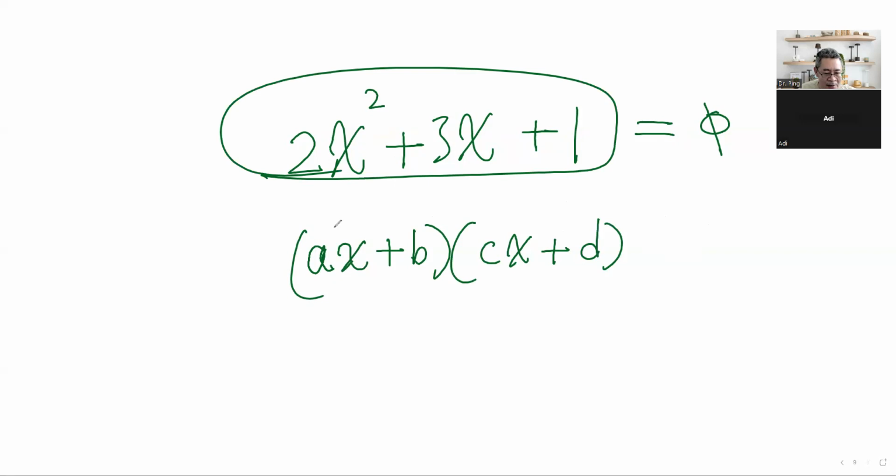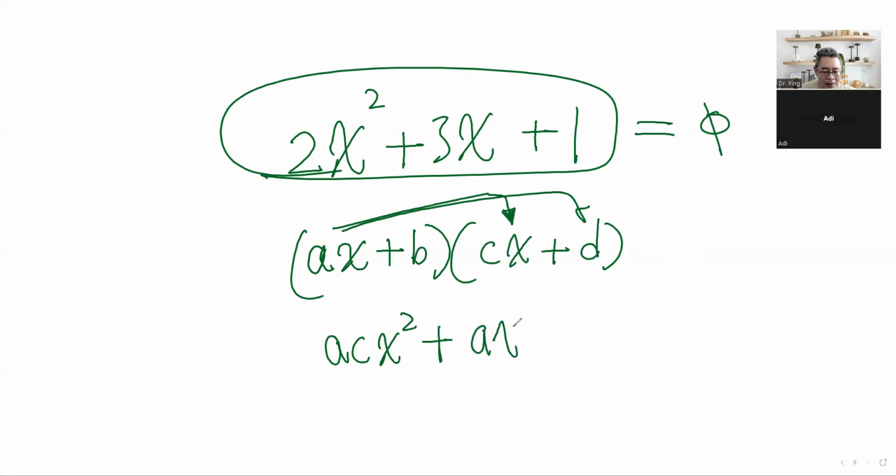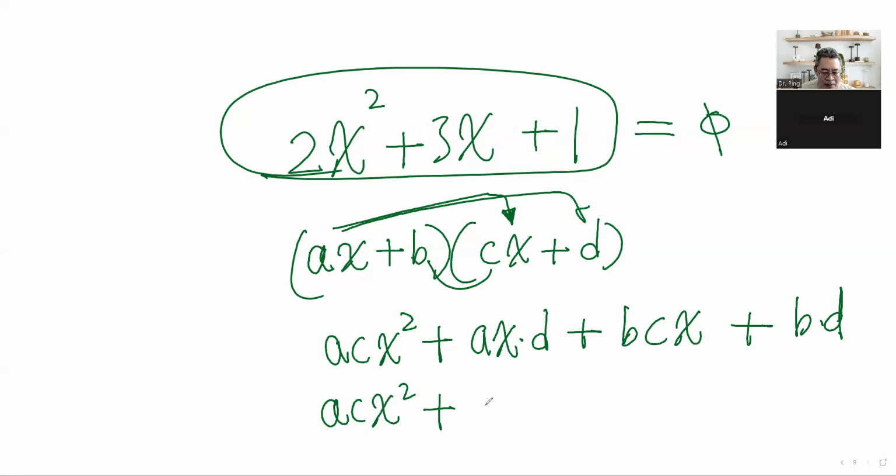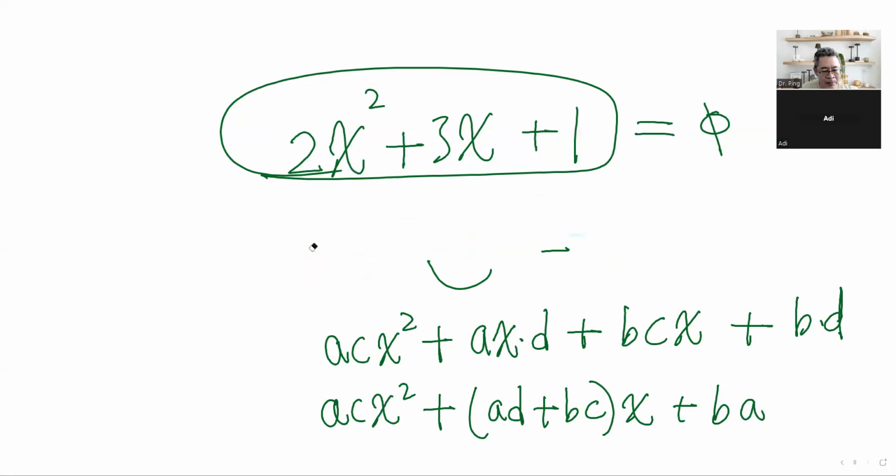Now, what we can see is by FOIL, we got acx squared plus ax times d, then plus b times c and x, and plus b times d. And we can rewrite that as acx squared plus ad plus bc x plus bd. So what we mean by that is if we can break this into a and c, that a times c will be 2. So we break 2 into 2 factors, a and c. And we break that into also 2 factors, which is b and d.